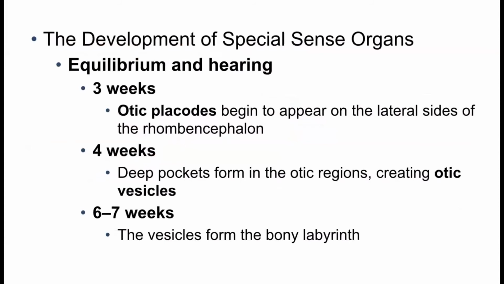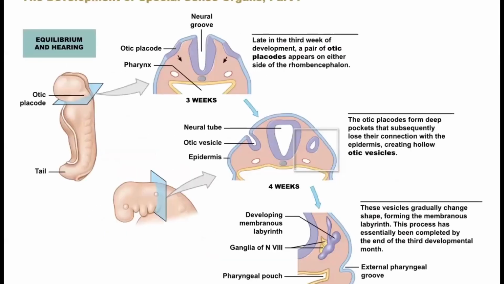Okay. Hearing. Hearing is equilibrium and sound. At 3 weeks, otic placodes start to appear on the lateral sides of the rhombencephalon, creating otic vesicles. The vesicles form the bony labyrinth of your ears. You can see how the otic placodes start out from a neural groove and start to form over. Then you start the development of your bony labyrinth here that's going to develop into the ear.